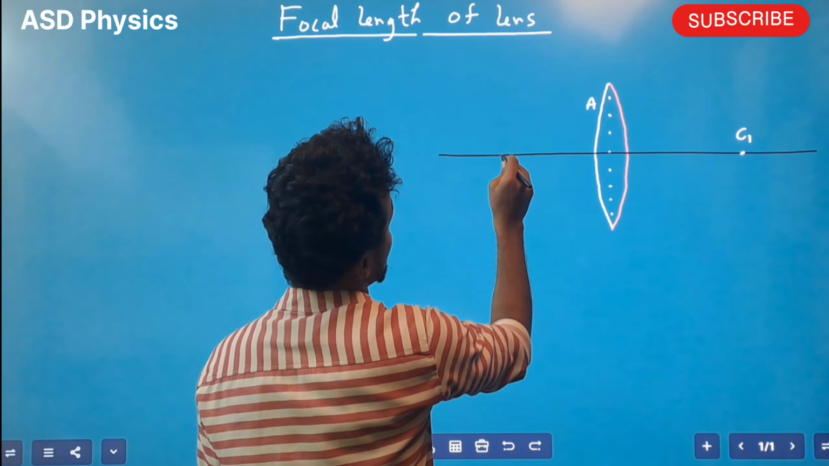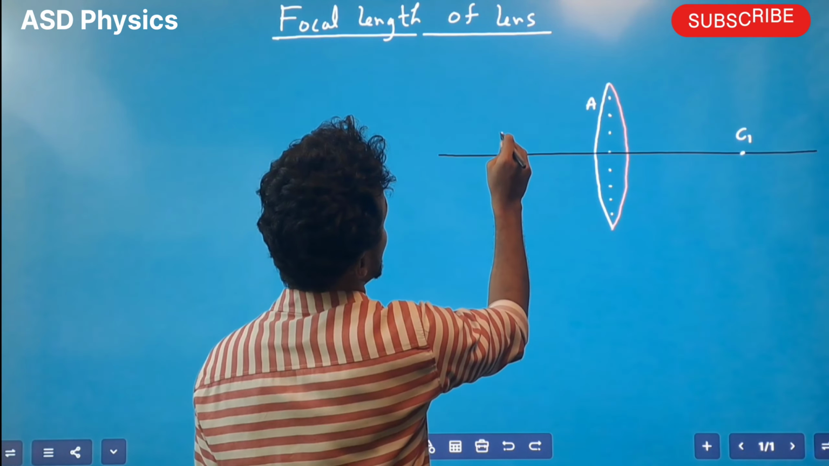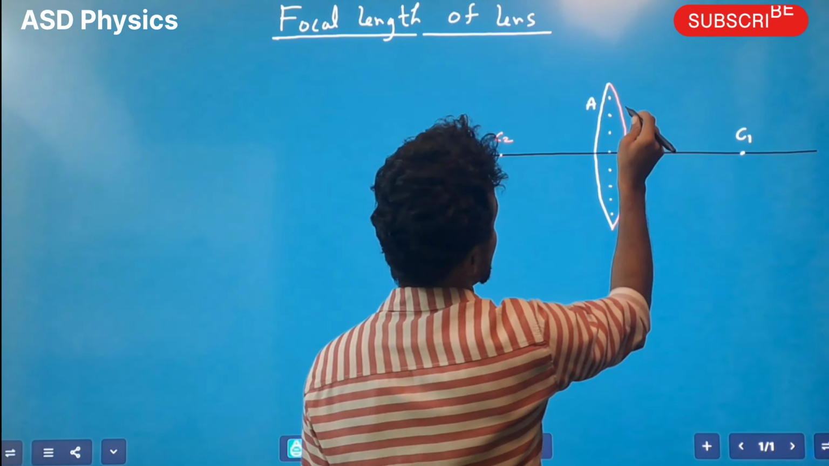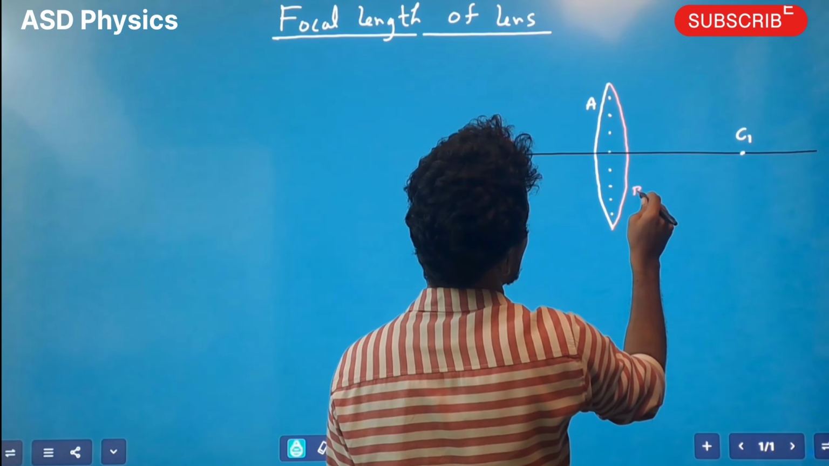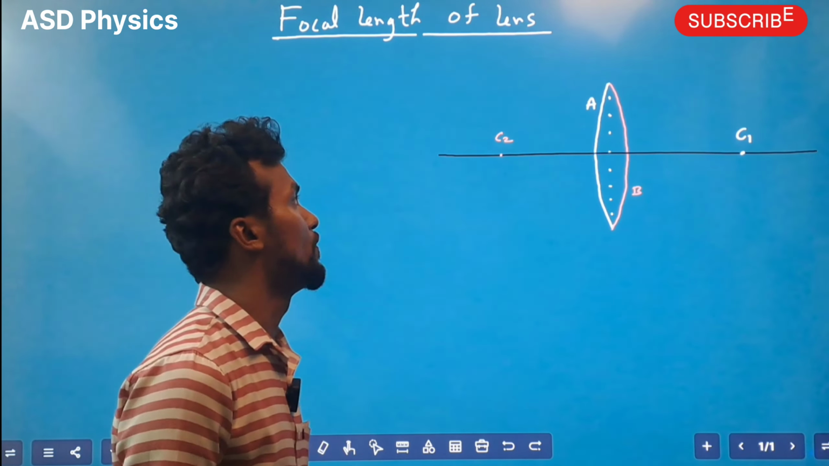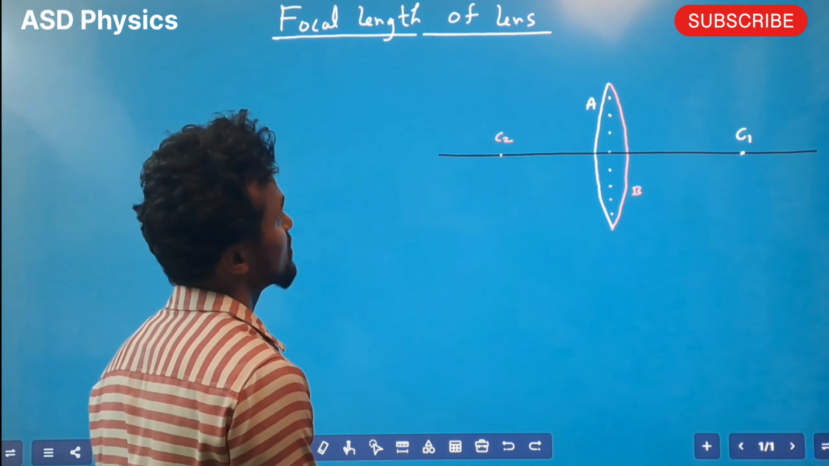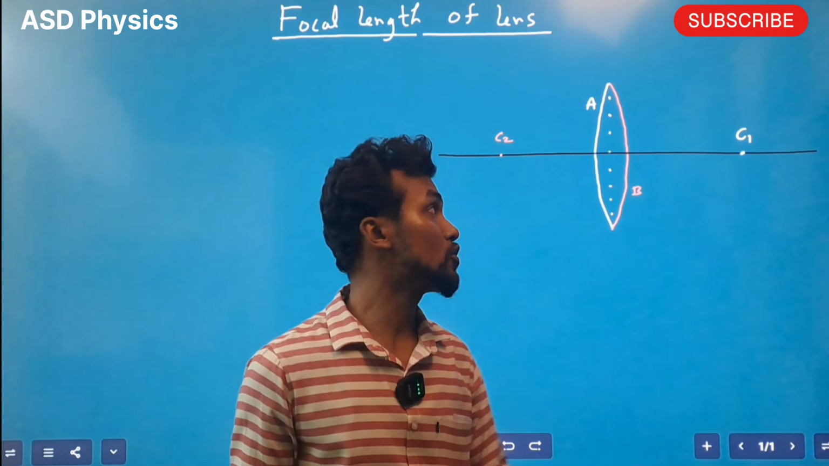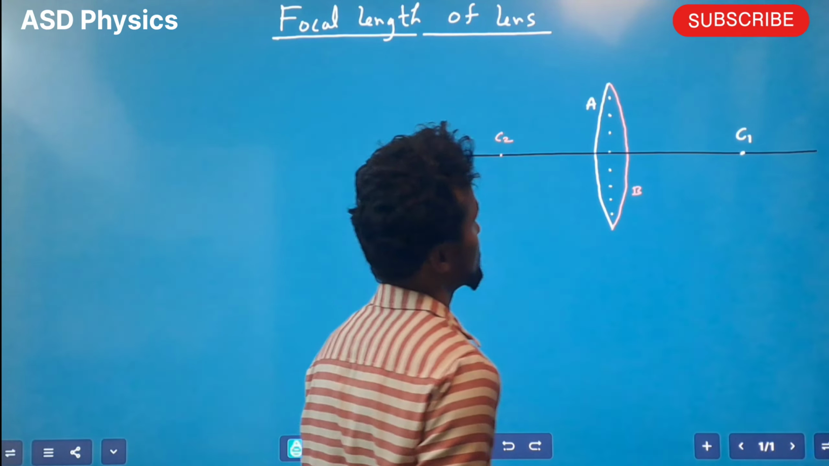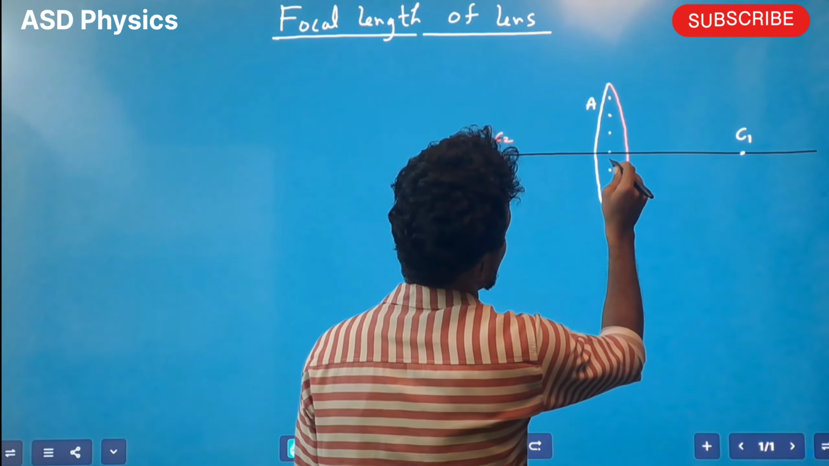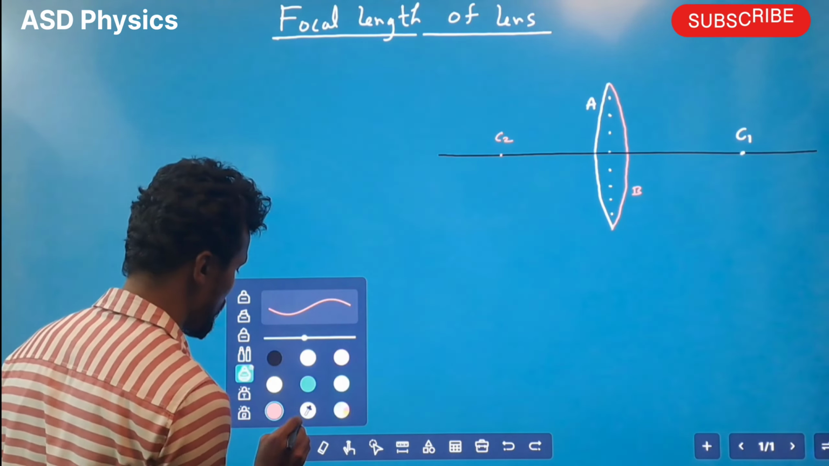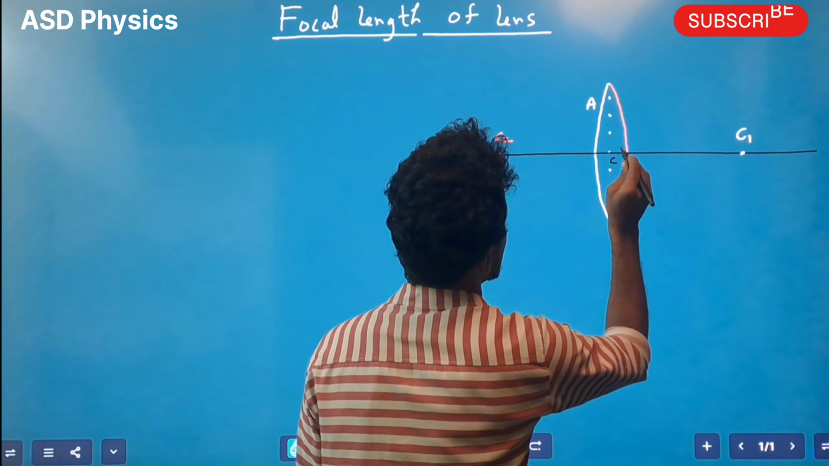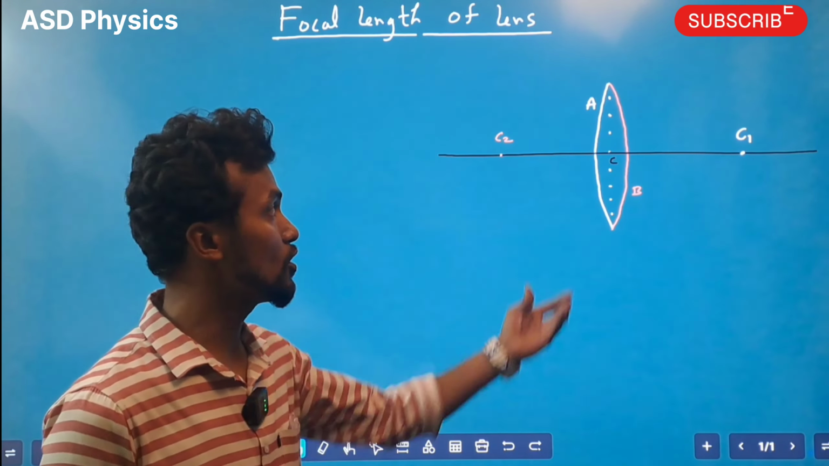Okay, so let me draw here. This is C2. And again I'm telling, this is the first surface, this is the second surface. This point I am giving the name P. Okay, now what we are going to do here, we are just going to do the refraction first from surface A and then from surface B. Now this is the surface B. Now here students, this is called the optical center of the lens. All the distances we will measure from here.